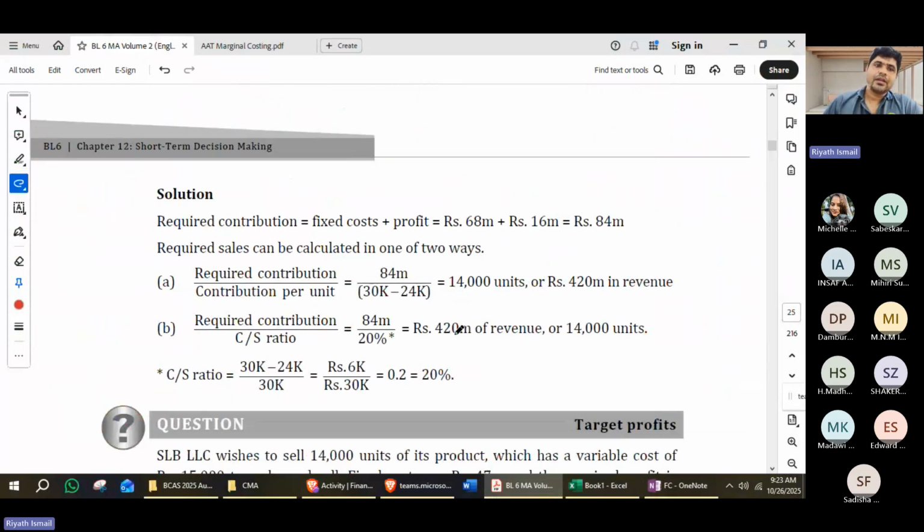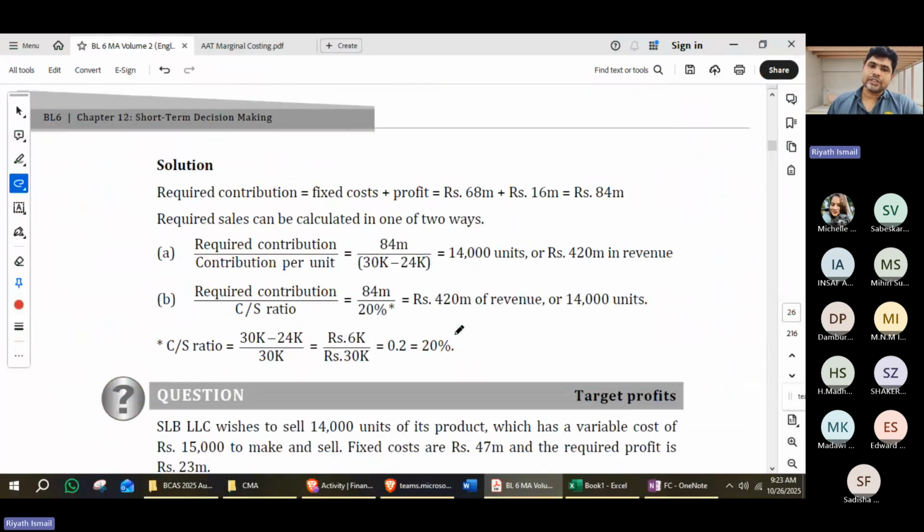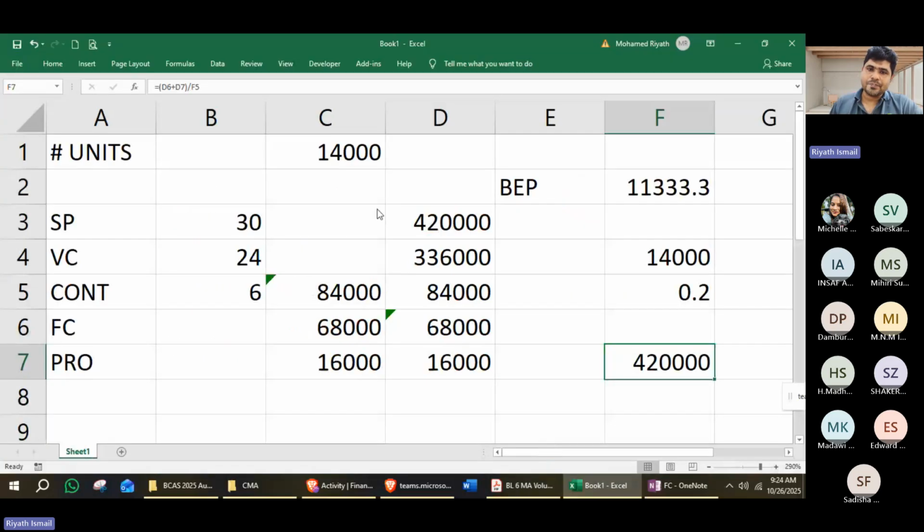You see here, the solution required contribution equal fixed cost plus target profit, 68 million plus 16 million equal 84 million required contribution. And here 14,000 units and 420 million in revenue. So they have applied two methods, this method and this method. I have given you another method. So this is also another method.